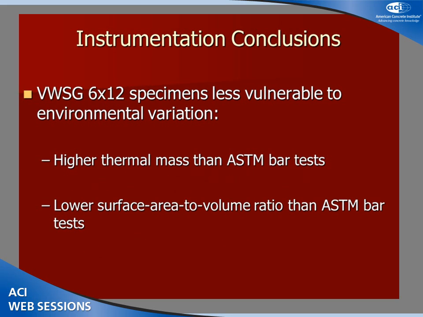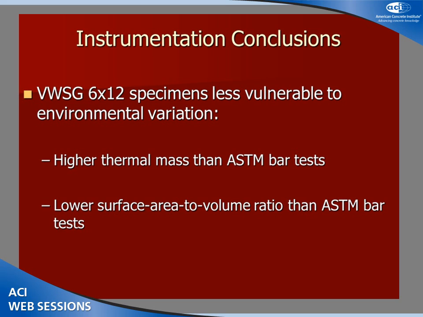In addition, the 6x12 instrumented cylinders are less vulnerable to environmental variation than a standardized 878 or 157 bar. This is partly due to thermal mass. A standard bar is only 3 by 3 by 10 inches, which compared to the thermal mass of a 6x12 affects vulnerability to environmental changes.